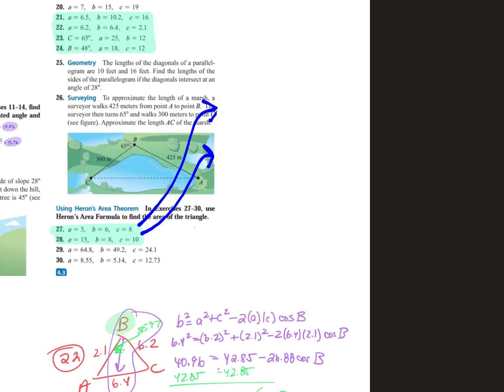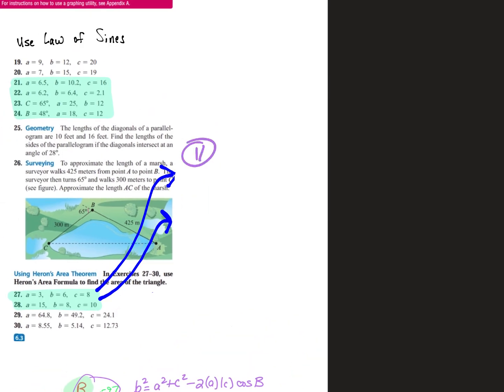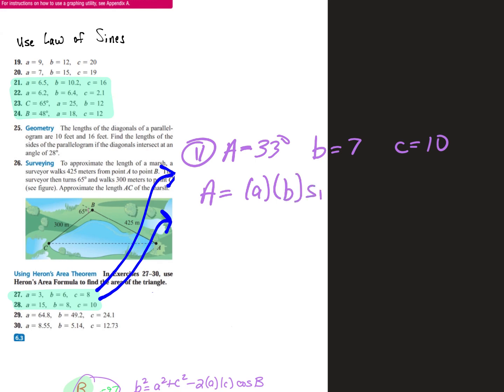Let's look at 11. I want to do 11 and 27. These are quick. 11 says A is 33 degrees, side B is 7, and side C is 10. And they're asking you to find the area. They're telling you that they gave you two sides and the included angle. That means you have area equals side A times side B times the sine of angle C divided by 2, when they give you two sides and the angle in between.